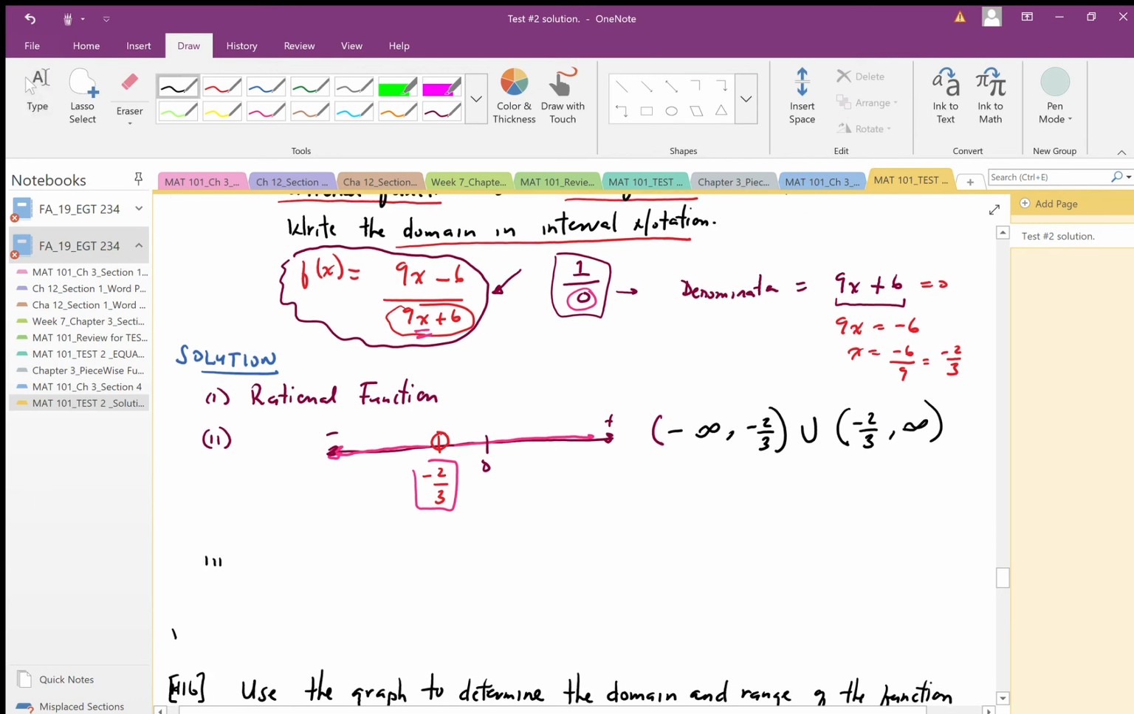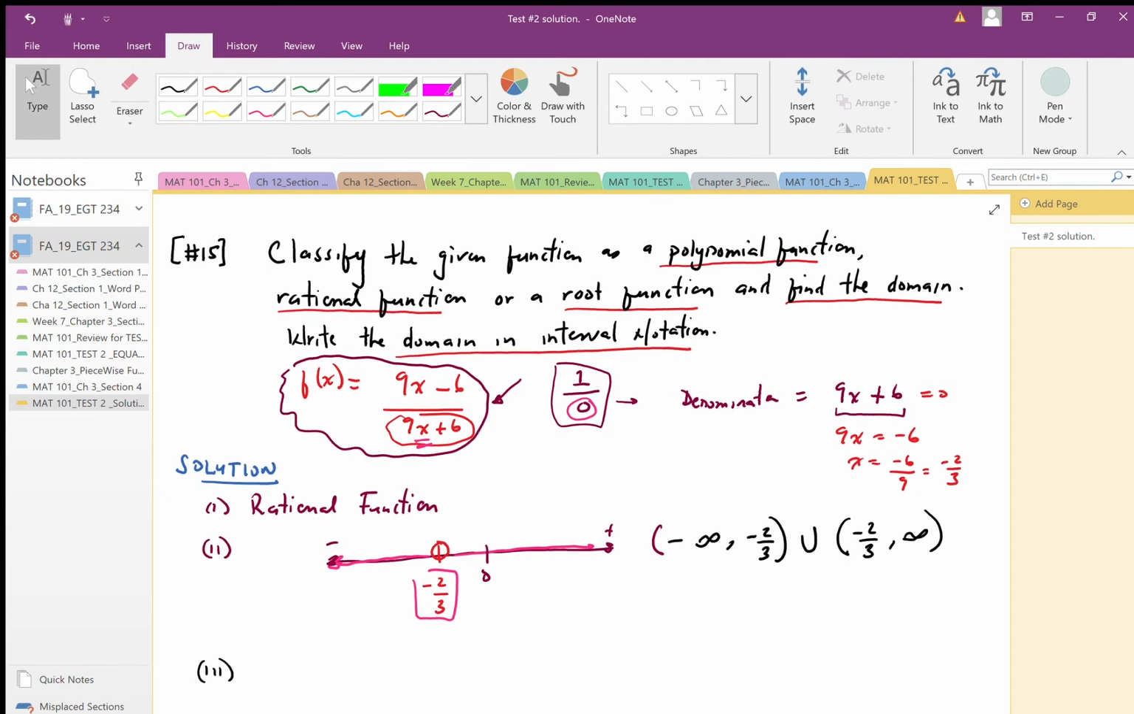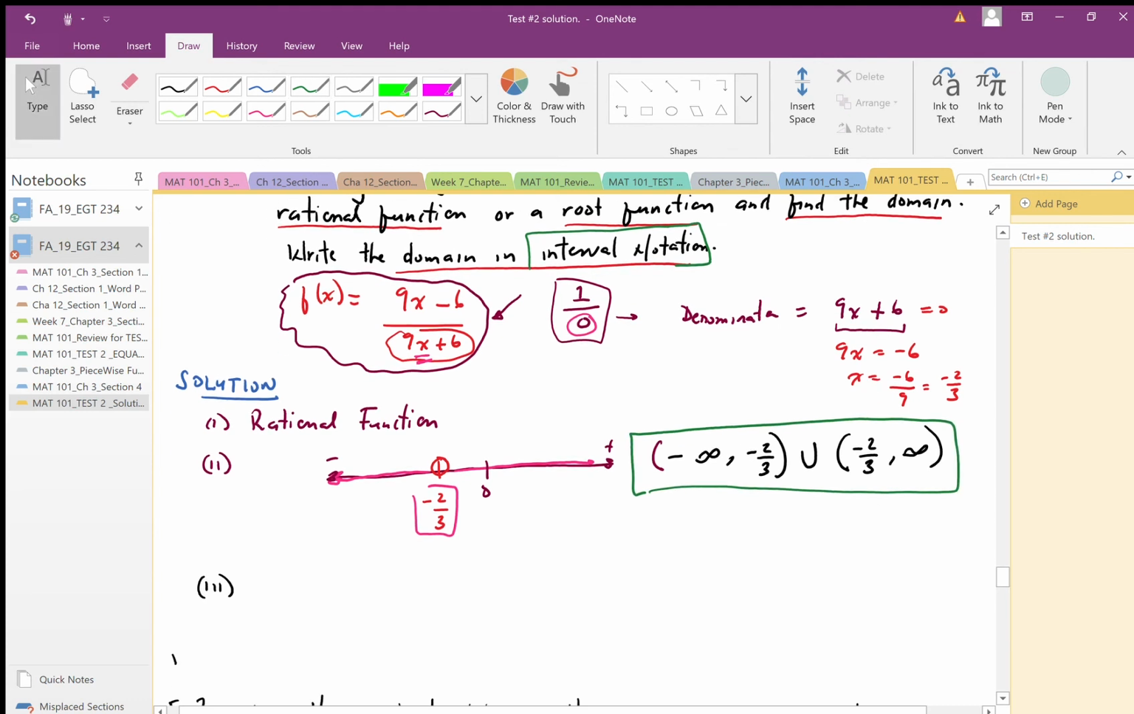Then number 3, third part, they want you to, okay, so I actually solved the third part. They want you to write it, once you find the domain, they want you to write it in interval notation, which we did right here. This is the interval notation right here. Okay, so that solves that particular problem there.